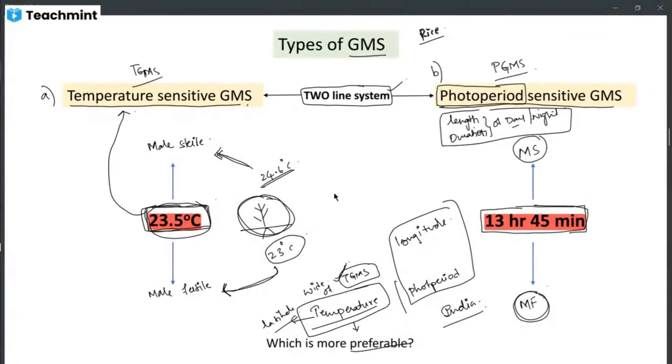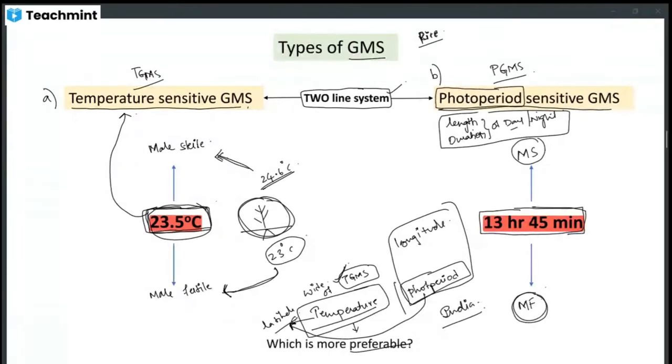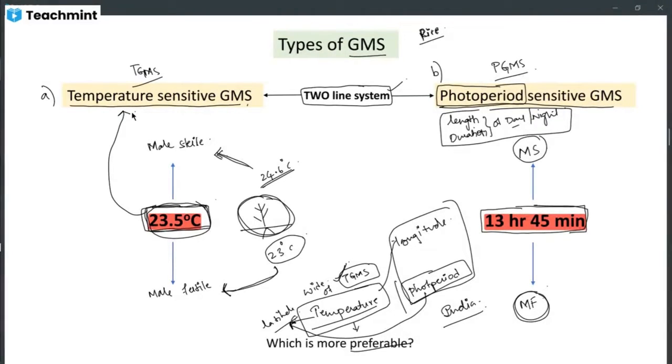See, photoperiodism changes with your latitude, okay? Photoperiodism changes with the latitude, but your temperature depends upon the longitude. So please remember this. So this is the reason why temperature sensitive genetic male sterility is most preferable in India.